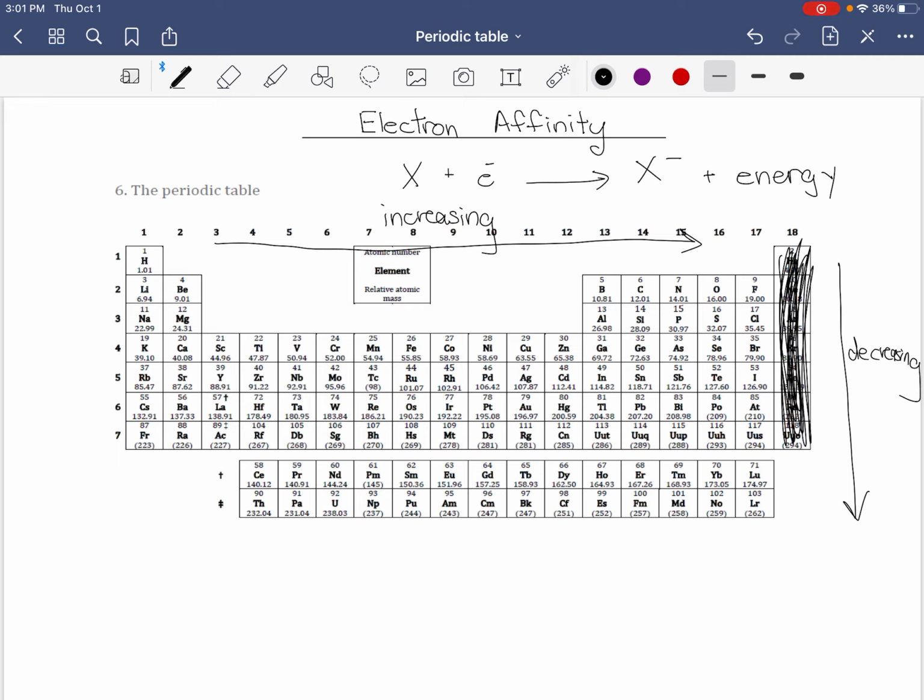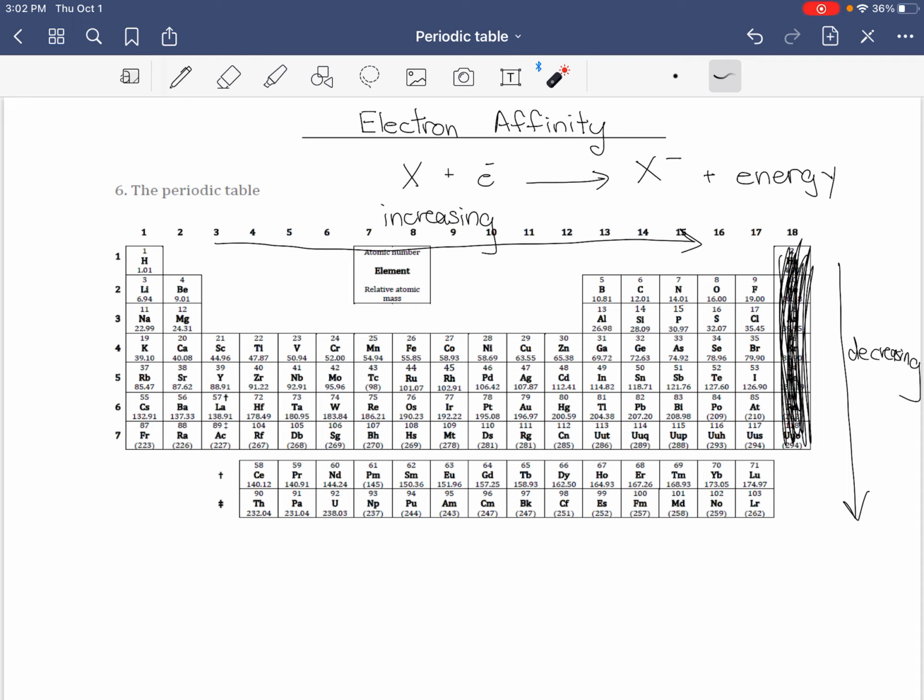You're going to get more and more energy as you approach the nonmetals, because those guys love to gain electrons. The more that you want to gain an electron, the more willing you are to take in this electron, the more energy you're going to release. Hence, you're going to have a high electron affinity. So hopefully you kind of understand how that works. It's really not that difficult, I hope.